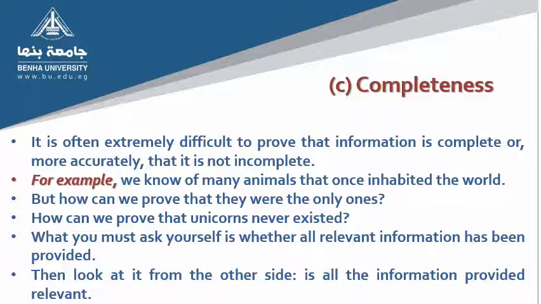Completeness. It's often extremely difficult to prove that information is complete, or more accurately, that it's not incomplete. For example, we know of many animals that once inhabited the world, but how can we prove that they were the only ones? How can we prove that unicorns never existed? What you must ask yourself is whether relevant information has been provided. Then look at it from the other side. Is all the information provided relevant?